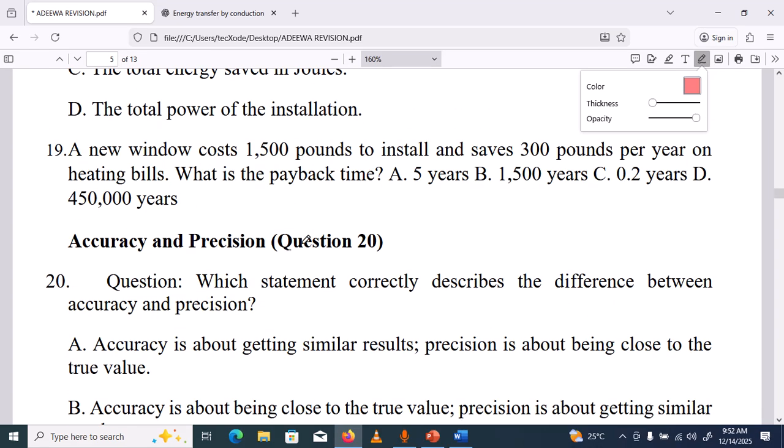Number 19. 1005 is the cost of the window. 300 pounds is saved per year. So we'll just do 1005, which is what we are trying to replace, divided by how much we save per year, 300. So that will be 5 years. That means it's going to take 5 years of saving to be able to replace the window. So that's option A.